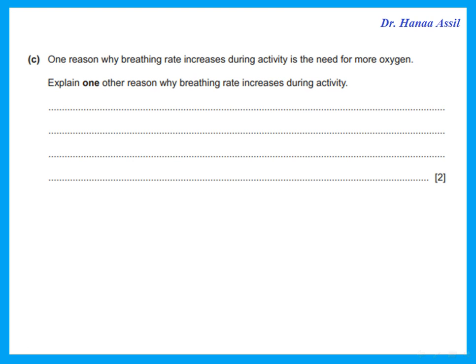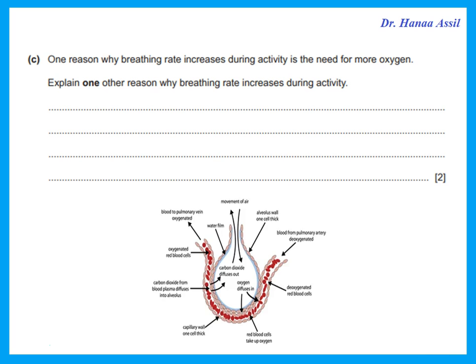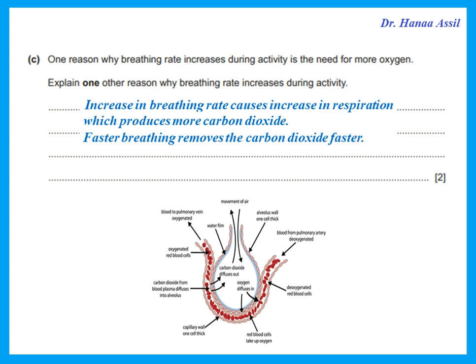One reason why breathing rate increases during activity is the need for more oxygen. So when we breathe faster during activity, this is to give the blood more oxygen. Explain one other reason. Of course, what is happening in the alveoli? We're giving the blood oxygen and we're taking from it carbon dioxide. So when we breathe faster during activity, this is to increase respiration. This produces more carbon dioxide. The faster breathing removes the carbon dioxide faster.